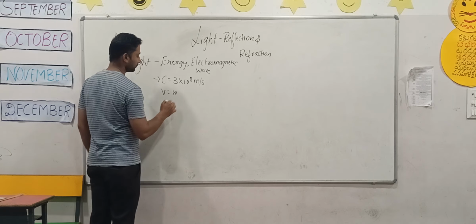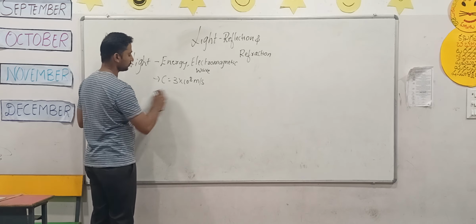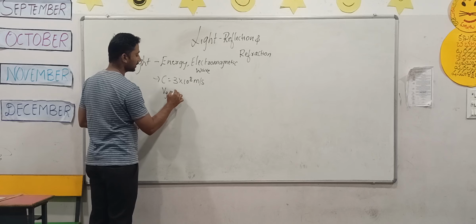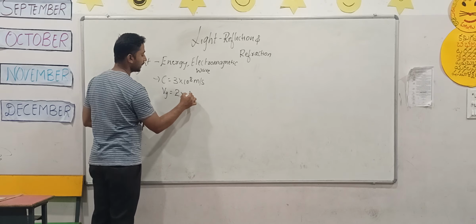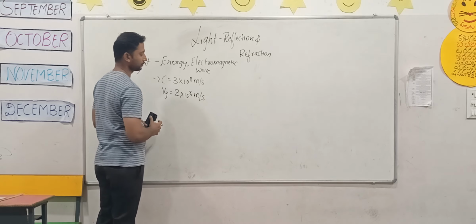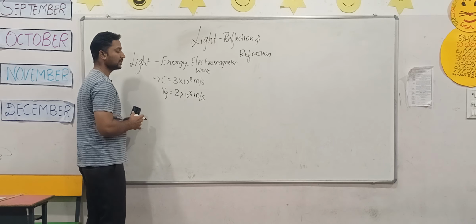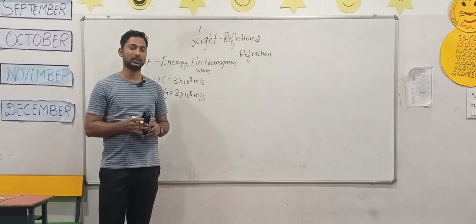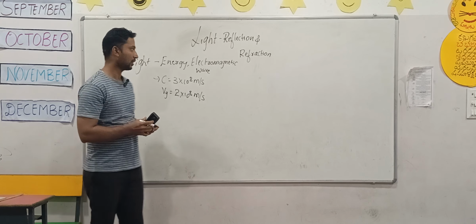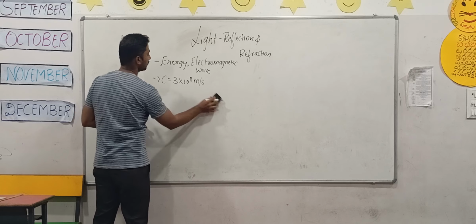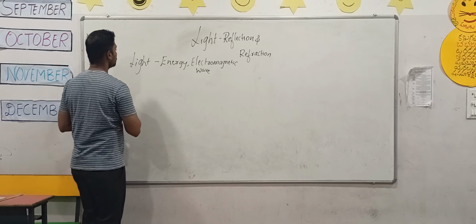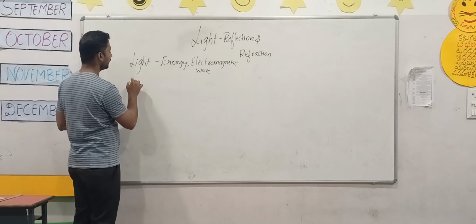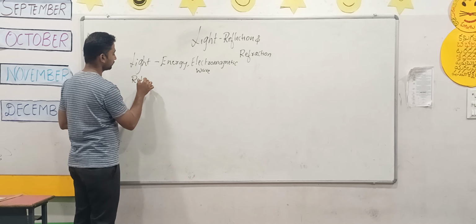Like in water or in glass, if you take the light speed in glass, it's 2 into 10 raised to power 8 meter per second. So there is a slight change because of the denser density of the glass. Its speed decreases. Now, we'll do a quick recap of reflection and refraction.